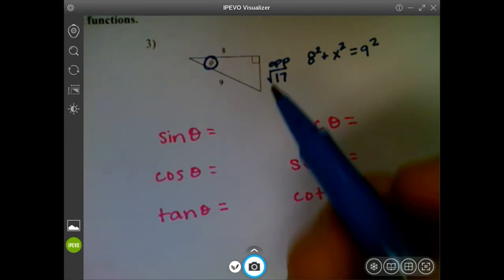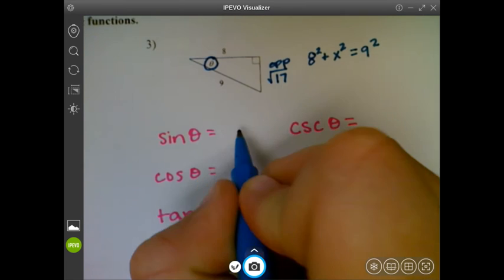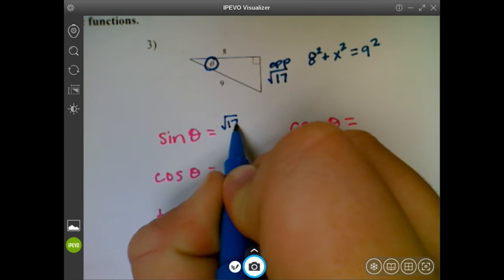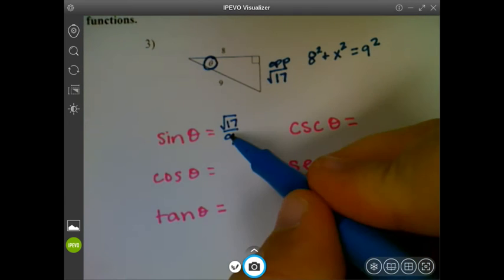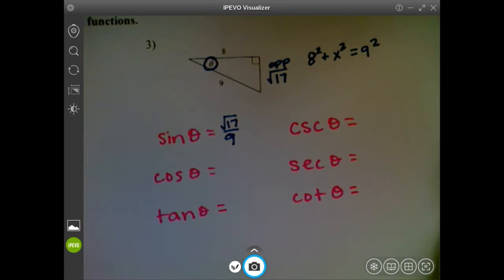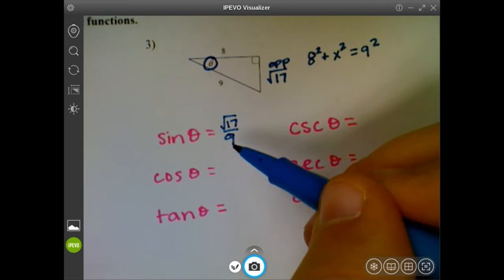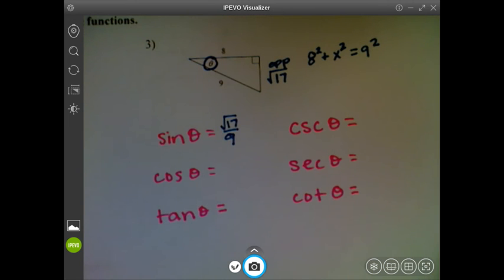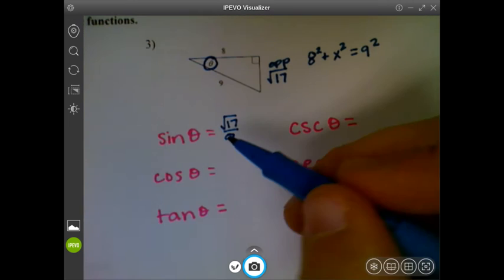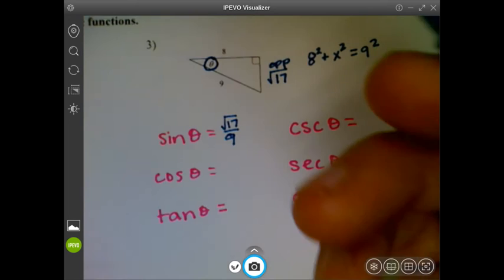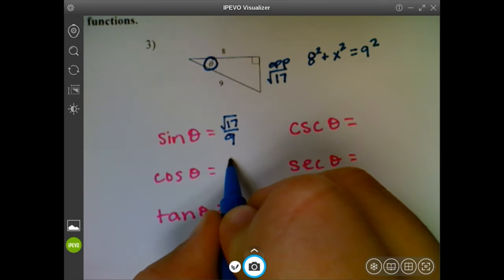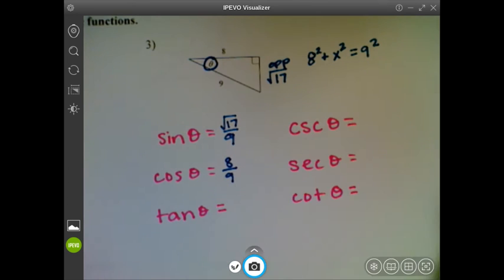All right, so using that as our opposite, we have square root of 17 over 9 for the sine relationship. If this simplifies, you should simplify it. If you need to rationalize it, so if that square root is in the denominator instead of the numerator, you should do that as well. If there's nothing that you can do, no simplifying, no rationalizing, then it's good and you can just move on. Cosine would be 8 over 9.